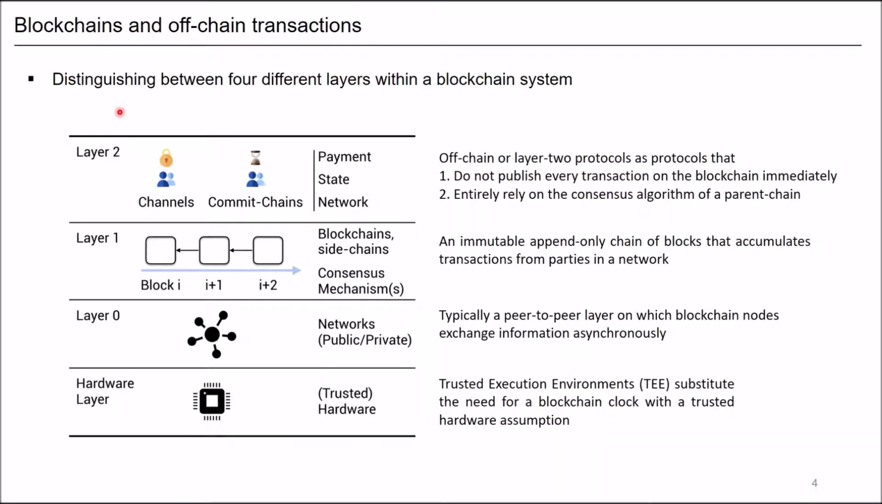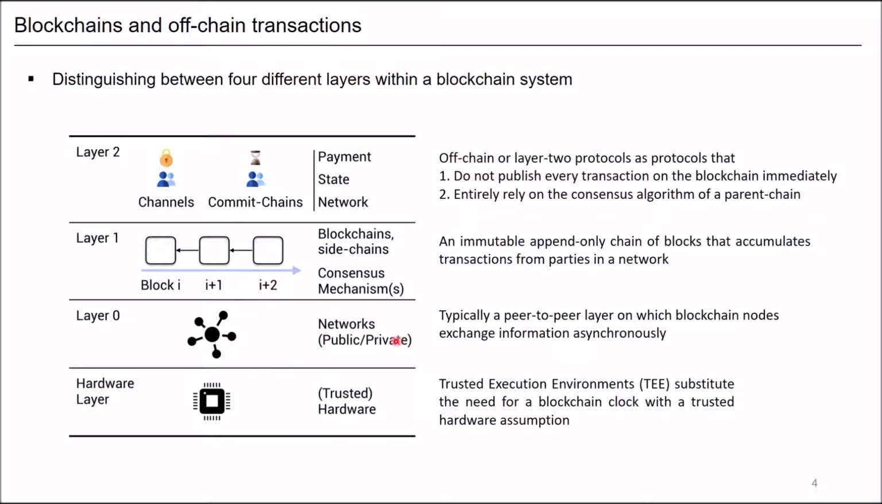The authors distinguish between 4 different layers within a blockchain system. Trusted execution environments substitute the need for a blockchain clock with a trusted hardware assumption, thus enabling efficient protocols at other layers, such as off-chain payments, the removal of dispute processes, and backward compatibility.